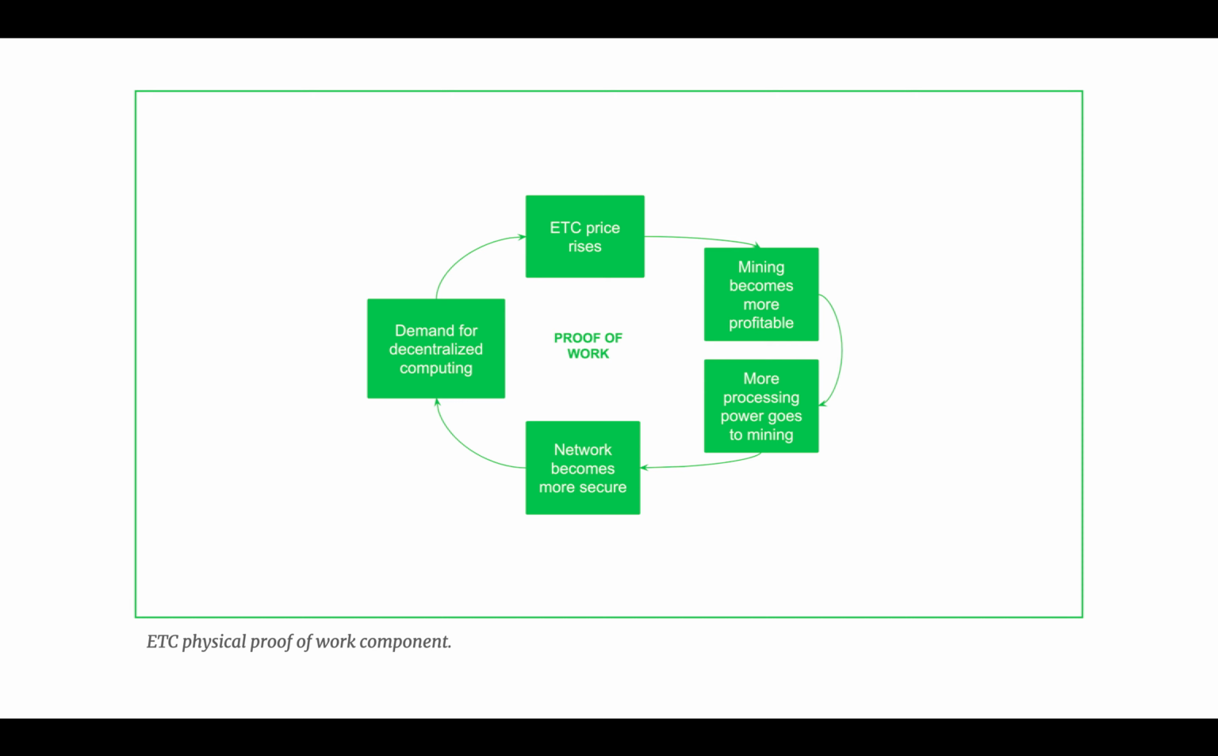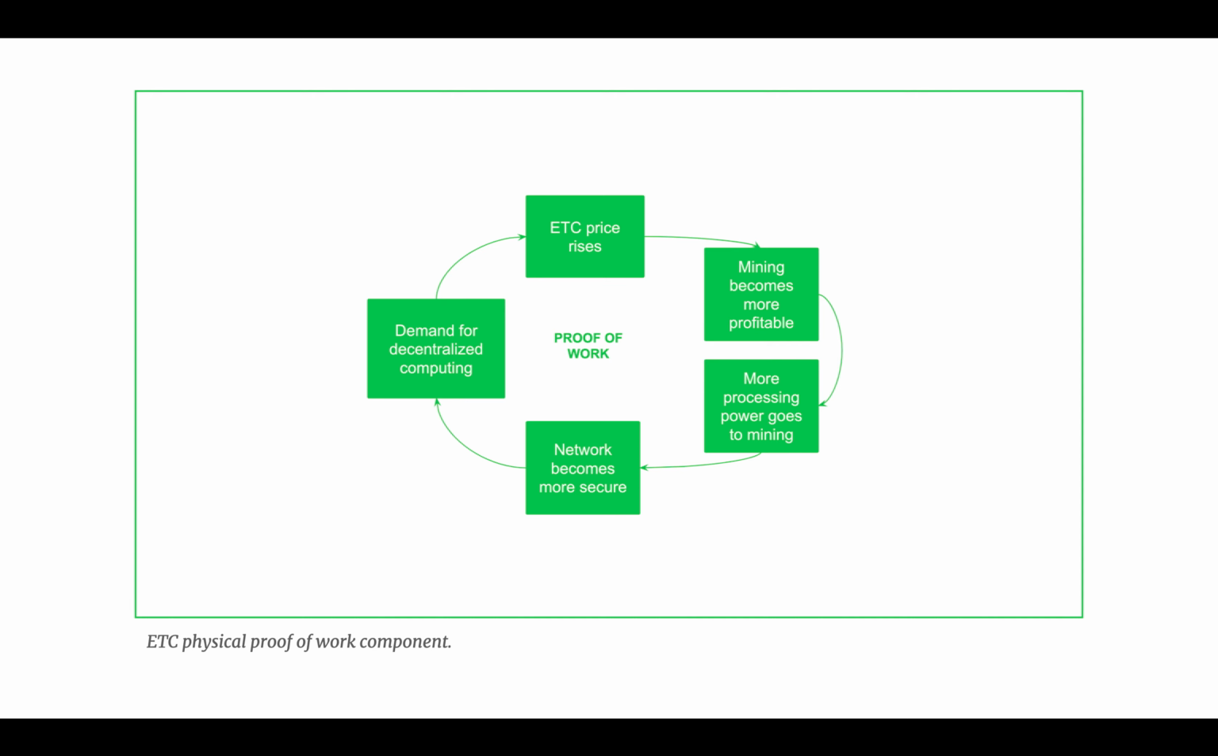3. Mining becomes more profitable. In proof-of-work networks, miners compete to win the rewards of the blocks they find in the network. To increase their chances of earning the rewards, they invest in mining gear so they can increase their hash rate. This investment has a higher payoff as the price of the native token rises, therefore increasing miner profitability. 4. More processing power goes to mining. As miners invest in more and better gear, more processing power goes to mining. Therefore, collectively, they increase the aggregate hash rate of the network.